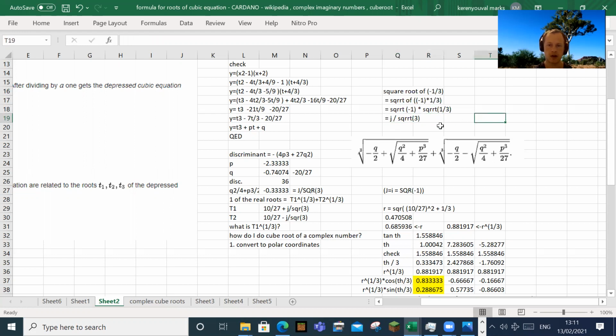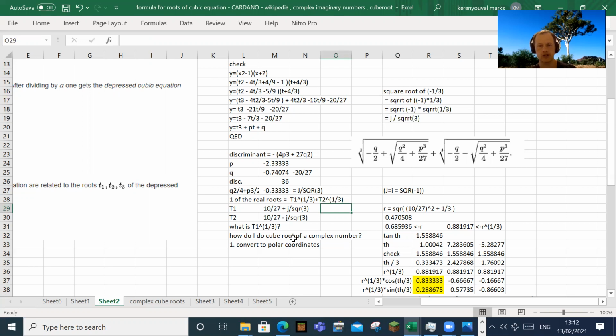Okay then. So now we've got two terms we've got to add up. This term and this term. So let's call them T1 and T2. So T1 is, let's work out what minus Q over 2 is. So Q is this. It's minus 20 over 27. So minus Q over 2 is plus 10 over 27, like I've written there, plus j divided by the square root of 3. And term 2 is exactly the same thing, but it's minus. So it's 10 over 27 minus j over the square root of 3. So we've got to take the cube root of T1 and T2 and add up those two cube roots. So the question is, how do we now do a cube root of a complex number?